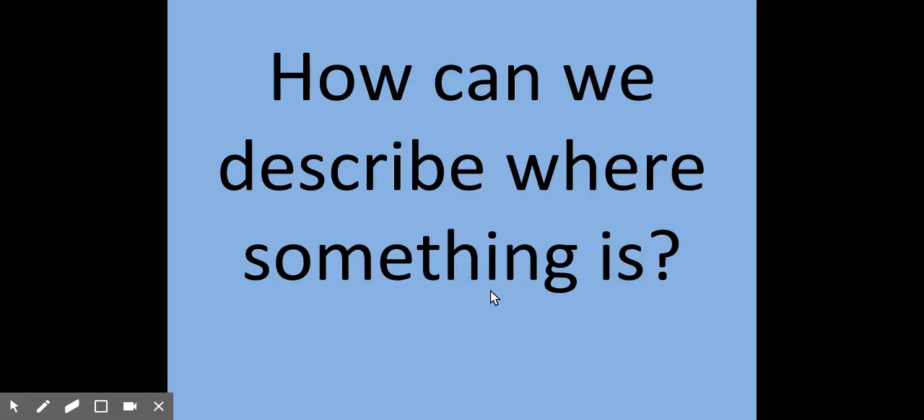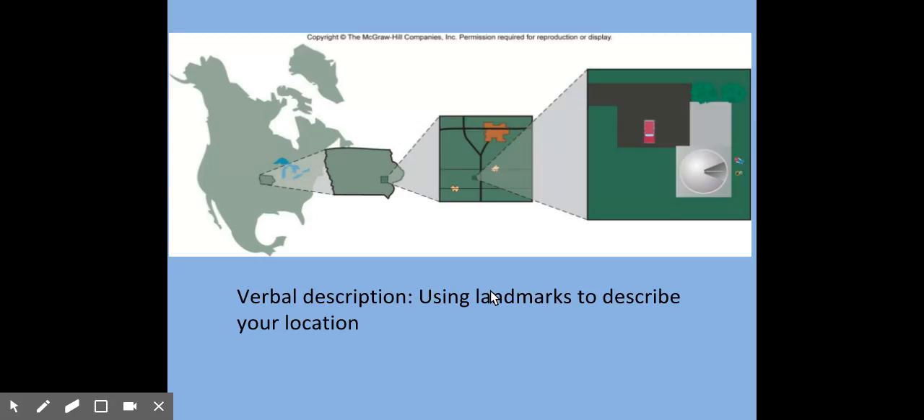So let's look at some ways where we can describe, if we're trying to tell someone how to get somewhere, how we could do that. And a lot of times we start off by just using landmarks: come up this road going north. Once you see the Marathon gas station on the right, you want to go ahead and turn left at the stoplight. That's a lot of times how we give direction, using landmarks to describe a location.